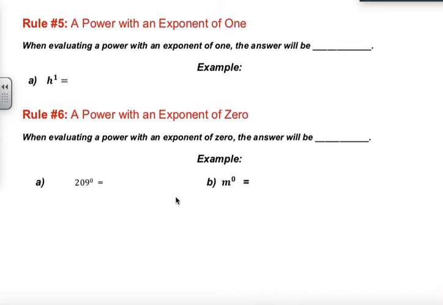So Rule 6 says a power with an exponent of 0. So when evaluating a power with an exponent of 0, this is a weird thing that happens. The answer will be equal to 1. I know you're used to when you multiply by 0, the answer is 0. But with exponents, when you take anything and you raise it to the power of 0, the actual answer is going to be 1. I'm not going to go into detail about why, but I can show you that it does work.